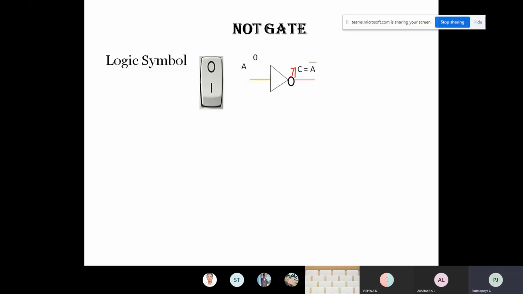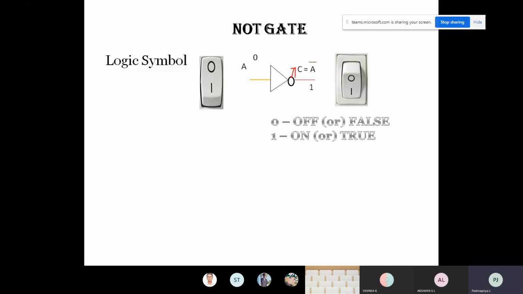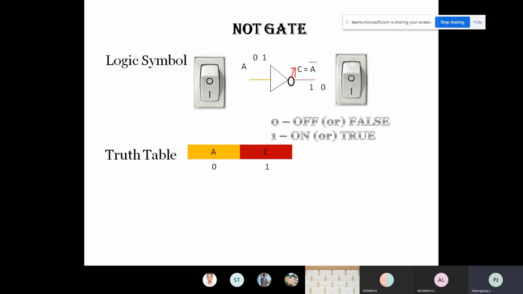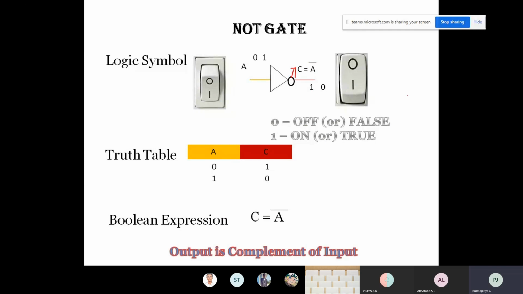Okay, then the NOT gate. Again, you all know this very clearly. It has a triangle symbol, a buffer-like symbol, and it is going to invert the input. It can also be termed the invert process. If you apply 0, you will receive 1 as output. If you apply 1, then it will be 0. This is nothing but complement.